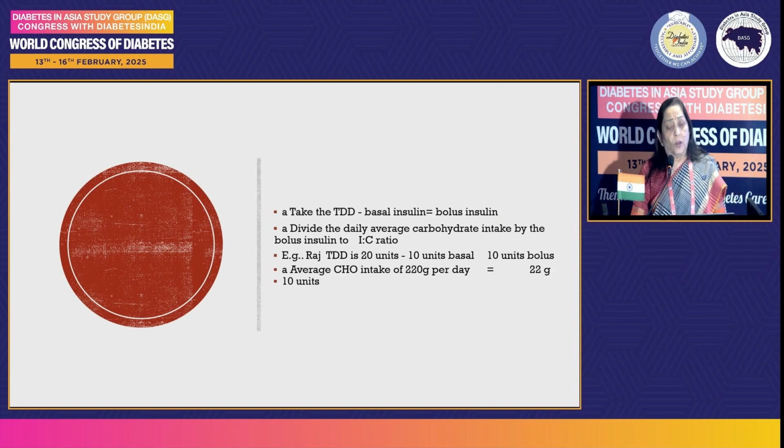Now, the second method is also to take the total daily dose minus basal insulin, which is equal to bolus insulin. Then divide the average daily carbohydrate intake by the bolus insulin. Suppose Raj is the patient and his total daily dose is 20 units minus 10 units of basal insulin, which is equal to 10 units of bolus insulin, and his average carbohydrate consumption is 220 grams per day. So 220 divided by 10 is equal to 22. So his insulin carbohydrate ratio is 1 to 20.